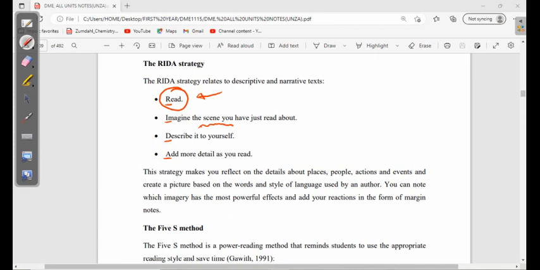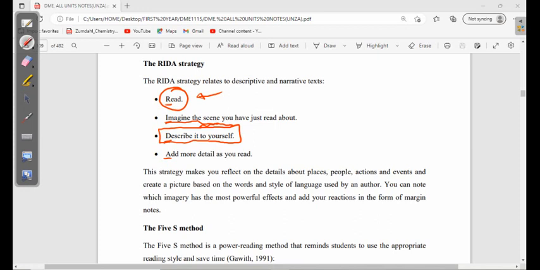You'll not be able to forget, especially since you get to imagine what you are reading. It will be very, very difficult to forget. After you describe it to yourself, you can add more details to what you have read. If the story is lacking, for example, it can lead you to end on a suspense.